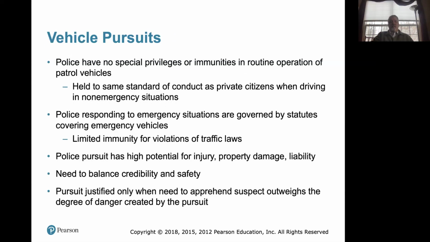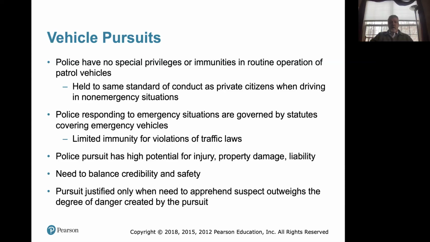Now, police have no special privileges or immunities in routine operation of a patrol vehicle, right? We always sort of suspect that sometimes police officers are using their emergency equipment, but they're not actually going to an emergency. That's what we're really talking about. Police officers are supposed to obey all of the traffic laws unless they're responding to an emergency. If they were found to be violating the rules of the road and weren't actually investigating or responding to an emergency, then they would be liable in the same way that anyone else would be liable.